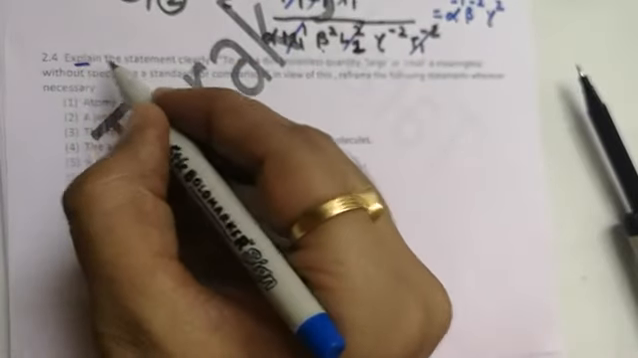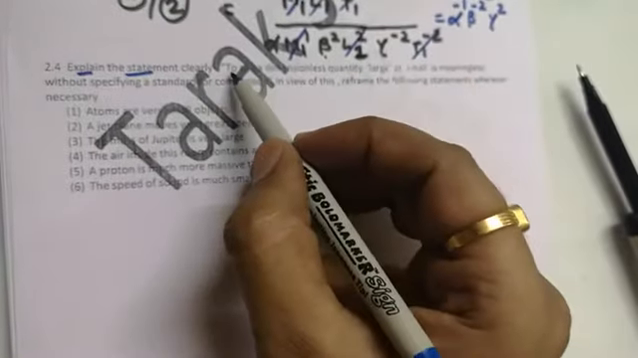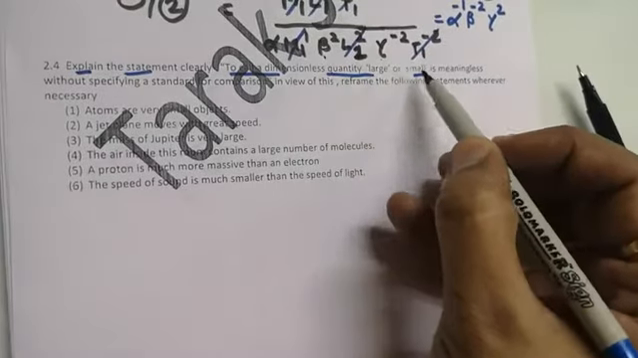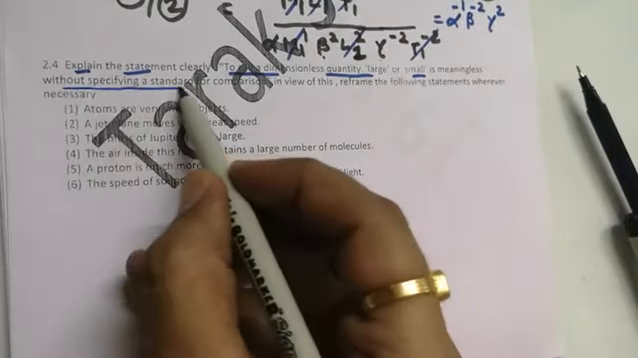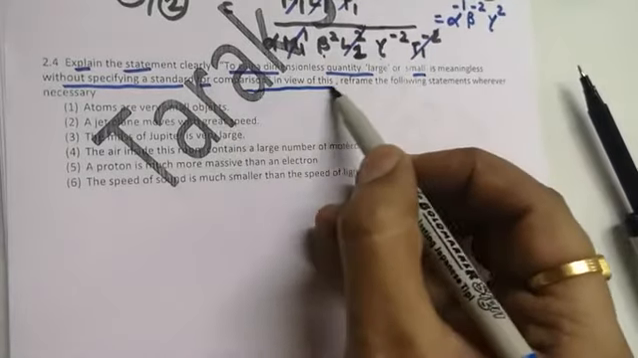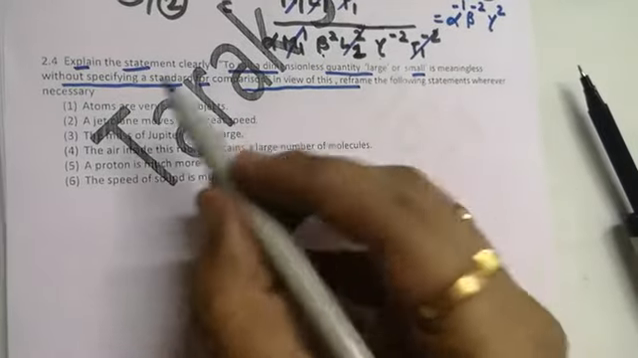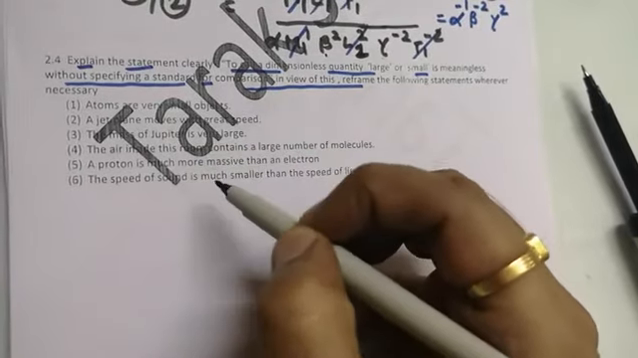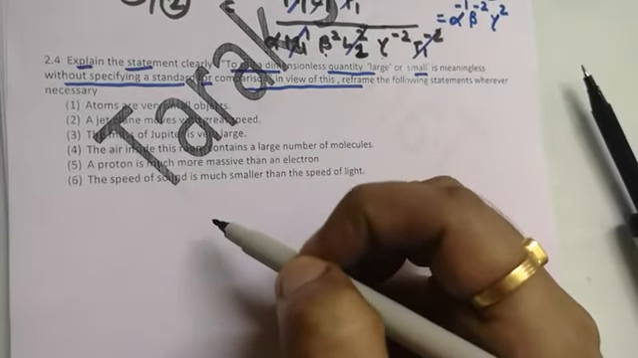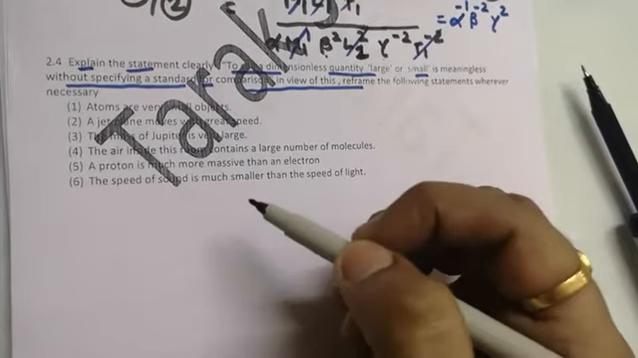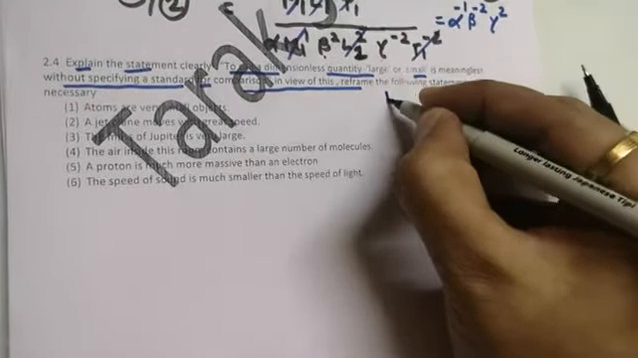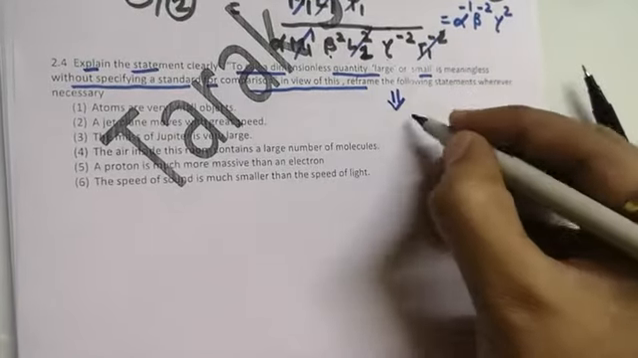Now you have been given the statement: explain clearly that to compare, saying a dimensionless quantity is large or small is meaningless without specifying a standard or comparison in view of another. It means you have been given some statements and you have to say whether they are higher, lower, smaller, bigger, heavier or lighter, with comparison to what, and you have to mention that. So always that is called a frame of reference, a relative thing.